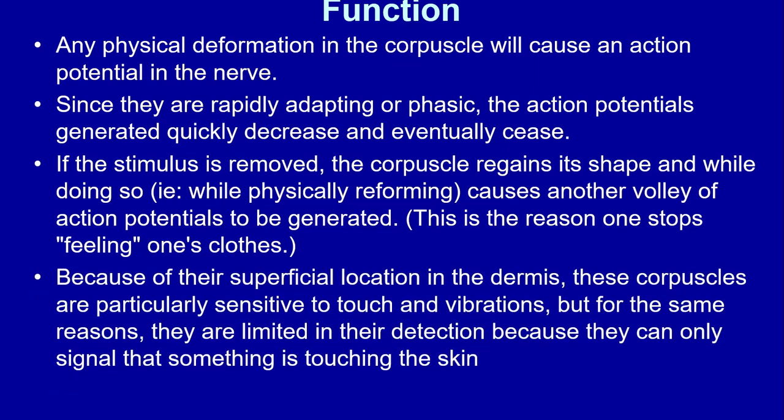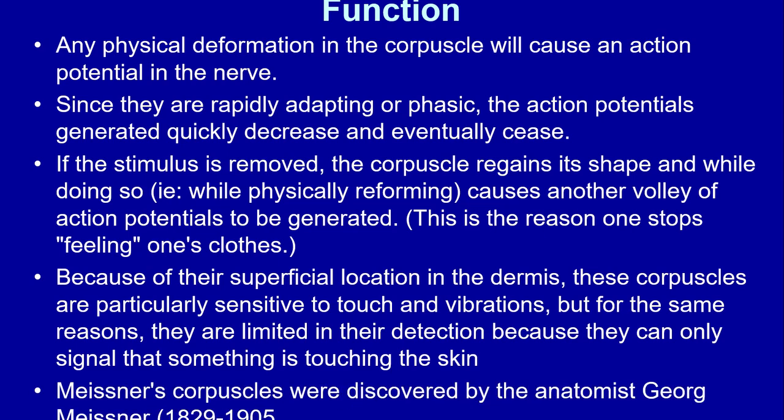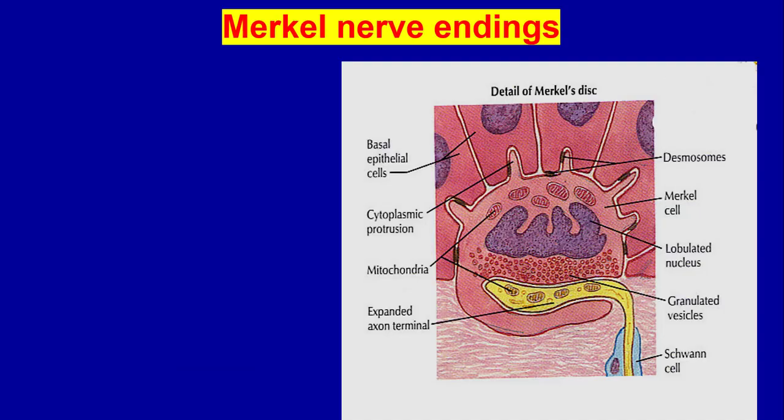Because of their superficial location in the dermis, these corpuscles are particularly sensitive to touch and vibration. But for the same reason, they are limited in their detection because they can only signal that something is touching the skin. Meissner corpuscles were discovered by the anatomist Georg Meissner, 1829 to 1905.